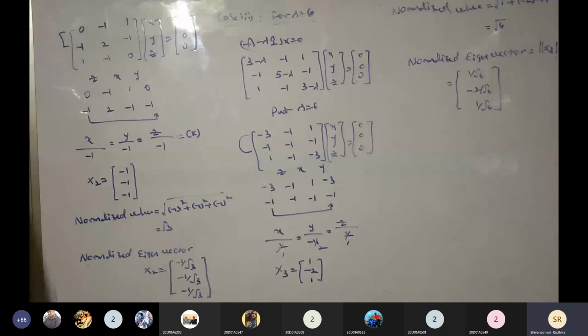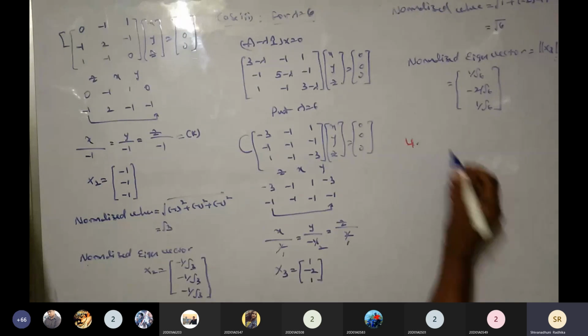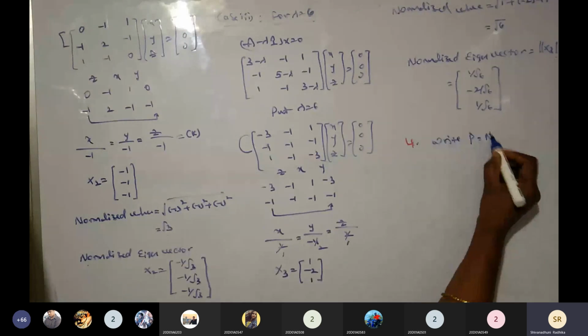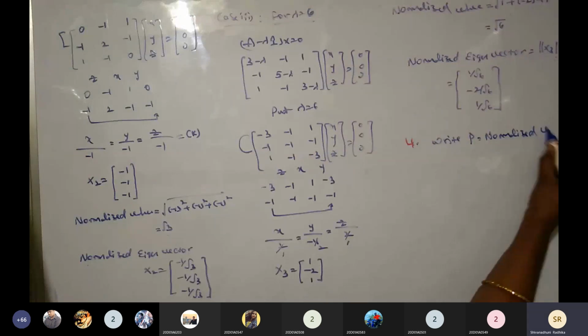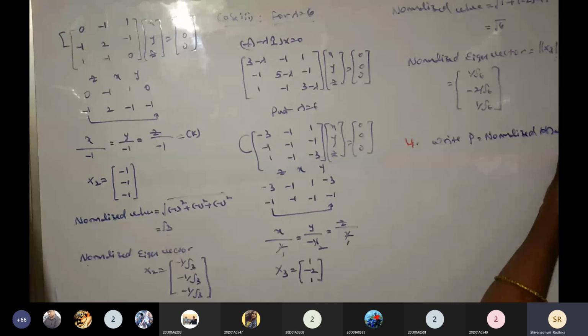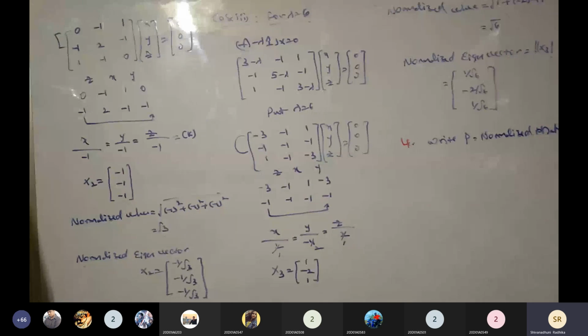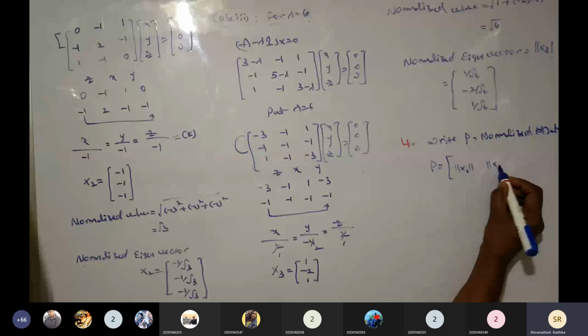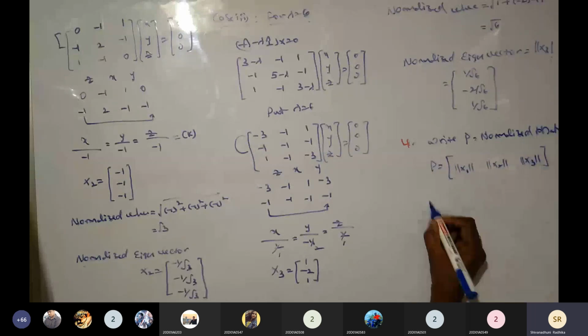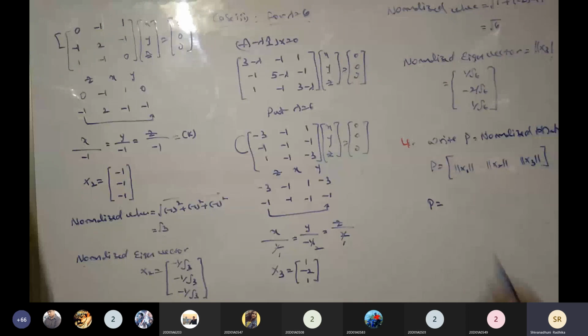Now we go for the next step. What is the next step? Fourth or third one? Then we go for the fourth step. What is the fourth step? Write the capital P matrix. Write capital P, which is the normalized matrix. What is the normalized matrix? It is formed by the normalized eigenvectors. Capital P equals norm x1, norm x2, norm x3. Is it clear?